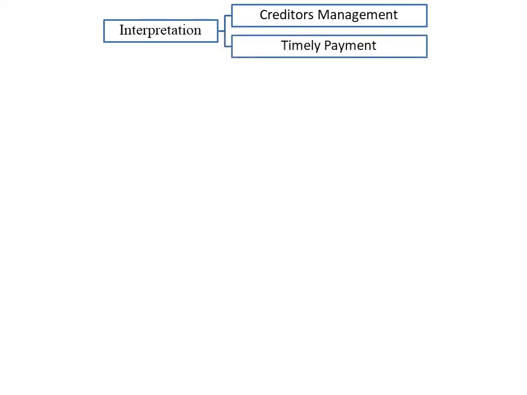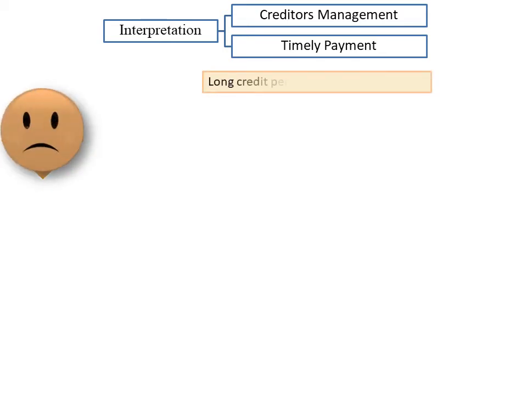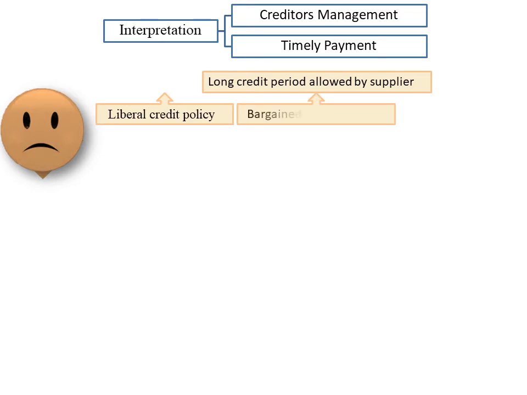While interpreting this ratio, we should talk about two things. First, how efficiently a firm has managed its creditors, and second, how efficiently a firm has paid money to creditors on time. Now, if the ratio is low, it indicates that the suppliers have allowed a long credit period, and that can be the result of suppliers' liberal credit policy, or a firm might have managed efficiently to bargain favorable payment terms with its creditors because of a good track record.